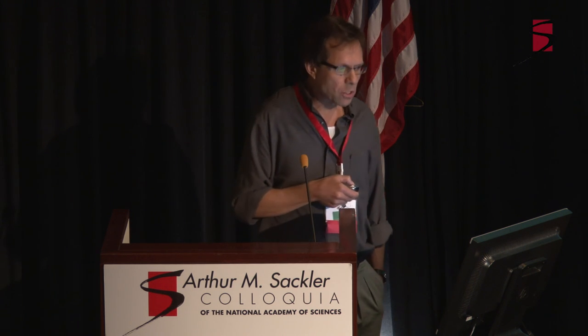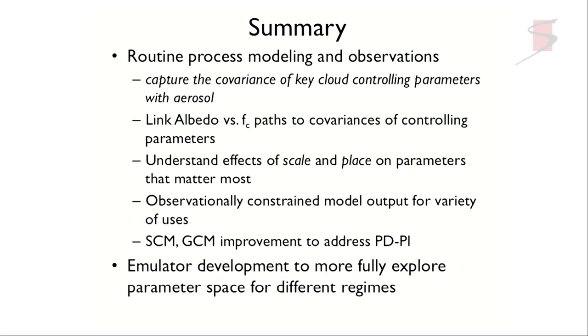And then I'm suggesting we engage in routine process modeling and observations, and capture the covariance of key cloud controlling parameters with the aerosol. This is really central to this approach. Link the albedo and cloud fraction paths to covariances of the controlling parameters. Understand the effects of scale and place on the parameters that matter most, not necessarily things like effective radius. The observationally constrained model output from this kind of exercise could be used in a variety of ways. It could improve single column models and GCM improvements that would then help us address present day minus pre-industrial. And then finally, this emulator development will be very useful, I think, to more fully explore parameter space for different regimes. Thanks.